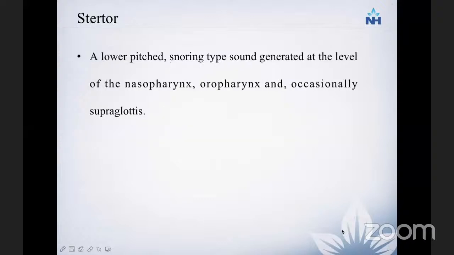So often, stridor is confused with some other airway noise, which is called stertor. Stertor is a low-pitched snoring type sound generated at the level of nasopharynx, oropharynx, and occasionally at supraglottis. So we should not confuse stridor with stertor.